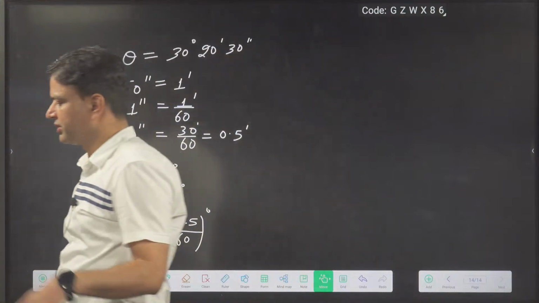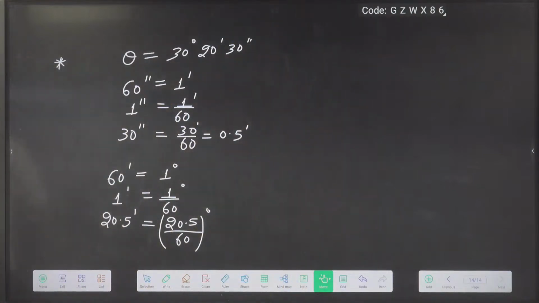So just know the procedure. When it is required, we will convert like this.